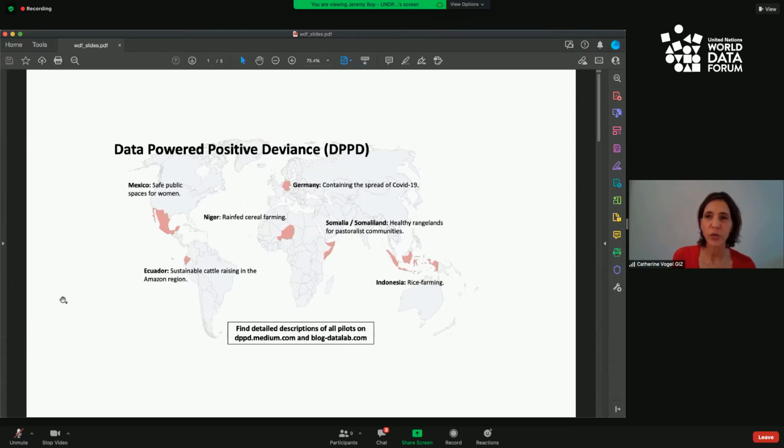So when you have a look at the map, you can see the pilots we run with the Accelerator Labs, but also Pulse Lab Jakarta, in Indonesia, but also then there was one in Germany with a broad range of researchers where we worked on COVID-19.